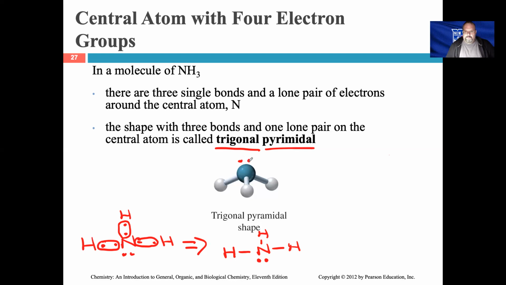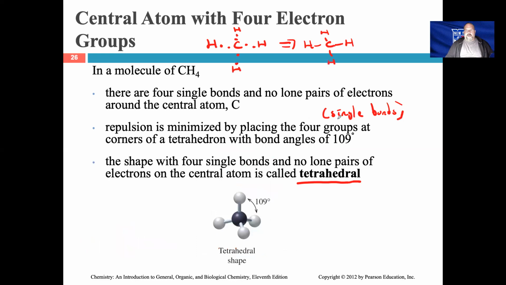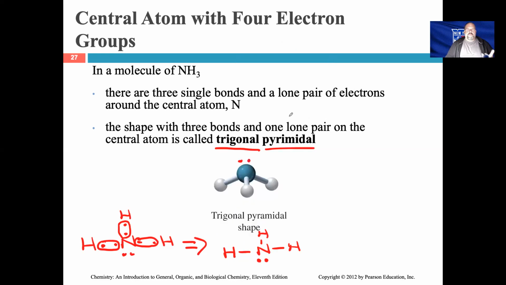That's present. Okay. And this is another way of having 4 electron groups, because in methane, the 4 electron groups were 4 single bonds. Here, the 4 groups are the 3 single bonds and the lone pair. That's the 4 electron groups in this example.